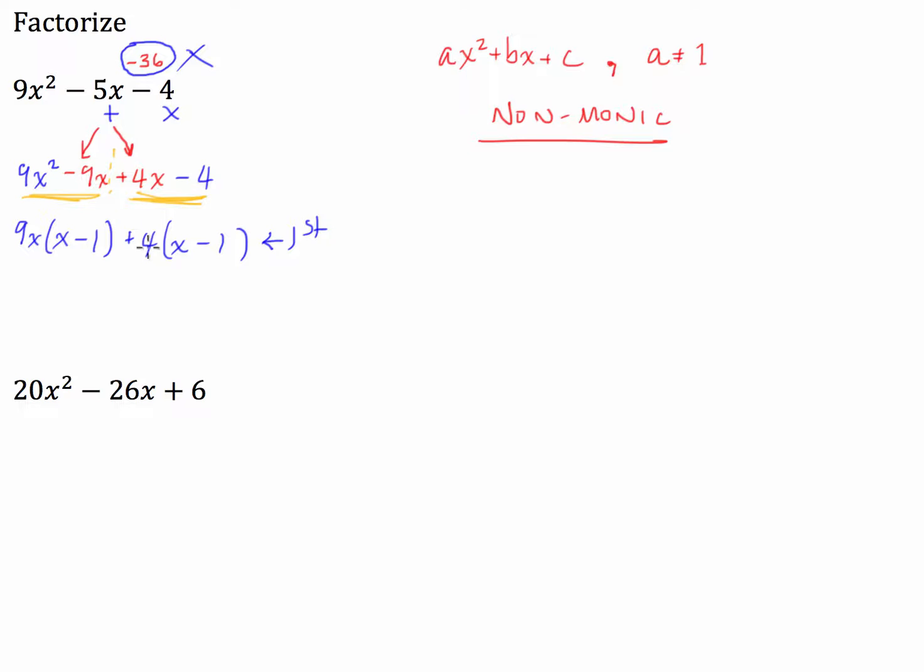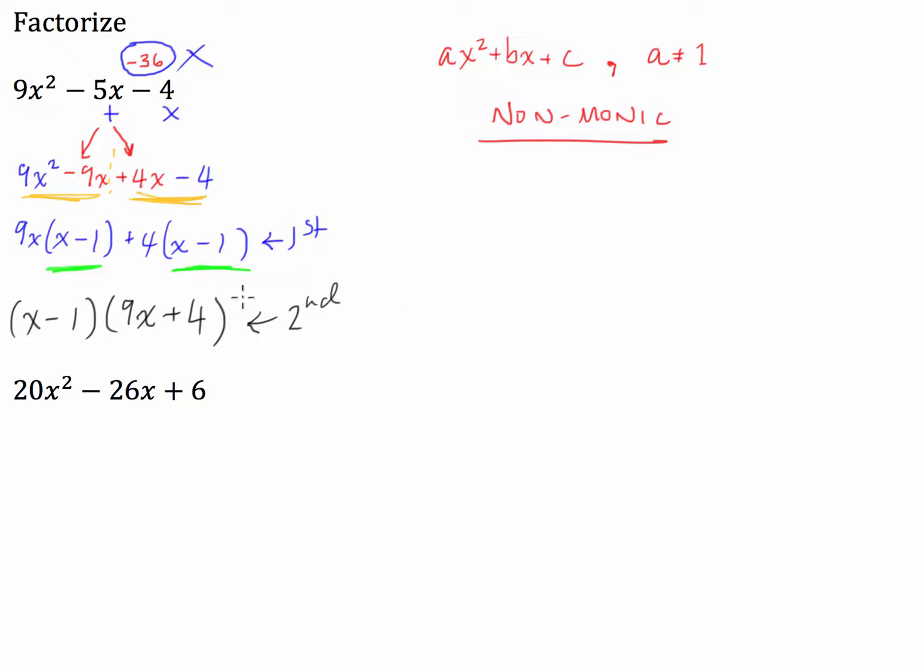Hopefully, it's quite apparent that the front and the rear have a common factor of x minus 1, this number here and this number here. So what we do is we use that fact that they have a common factor to then factorize again, with x minus 1 being our common factor, and it's multiplied by 9x to get our front number, and it's multiplied by +4 to get our rear number. So this is our second factorization here.